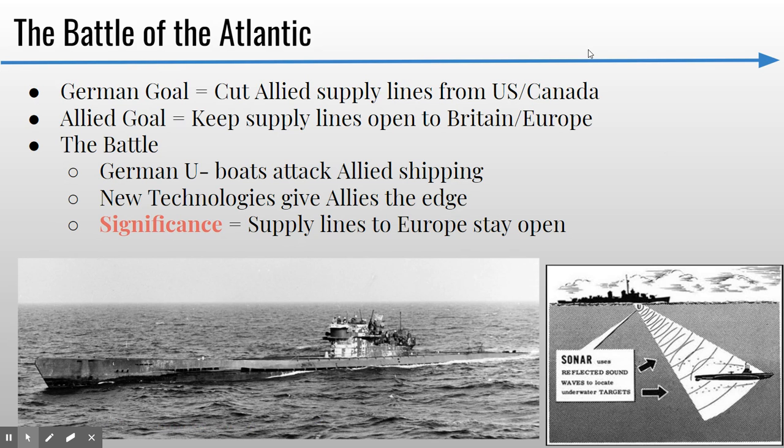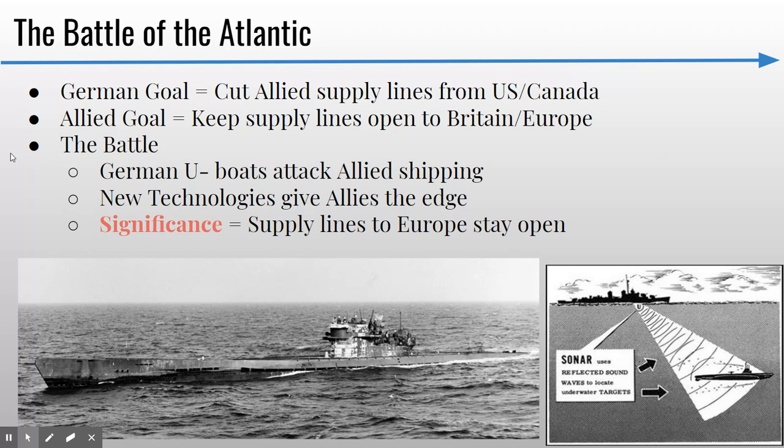So the Battle of the Atlantic is more about supplies. So the Germans go back to World War I, and they try and use their U-boats again to cut the Allied supply lines. So the United States and Canada are supplying Britain, and they're supplying the governments in Europe and the Soviet Union, and eventually their own troops while they're in Europe. And the Germans don't want that. So they send their U-boats out into the Atlantic to hunt any ships that are bringing those supplies over. The Allied goal is obviously just to keep those supply lines open.